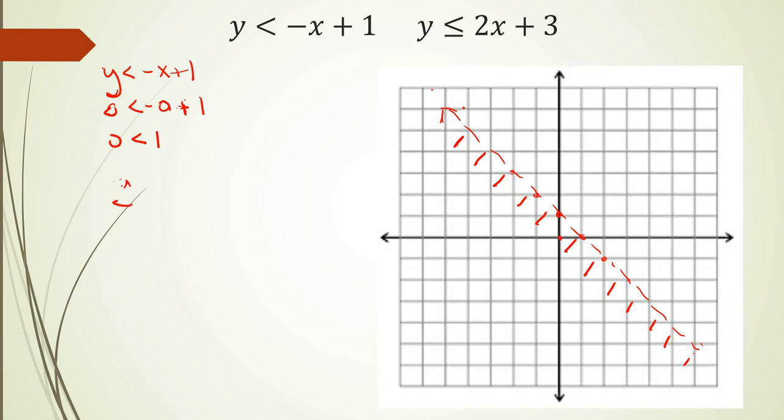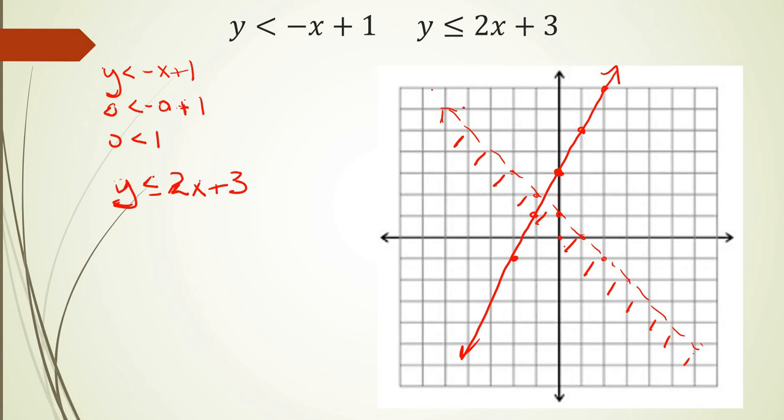Okay, my other line is y is less than or equal to 2x plus 3. So up 3 from my y-intercept, a slope of 2, up 2 to the right 1, or down 2 and to the left 1. This is going to be a solid line.